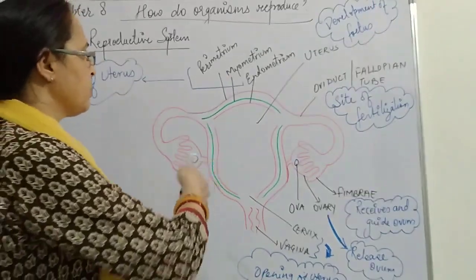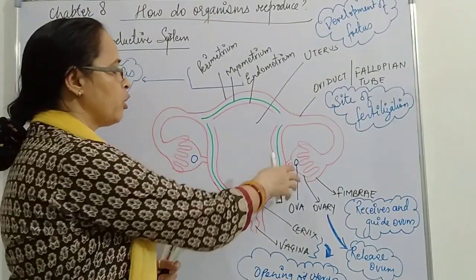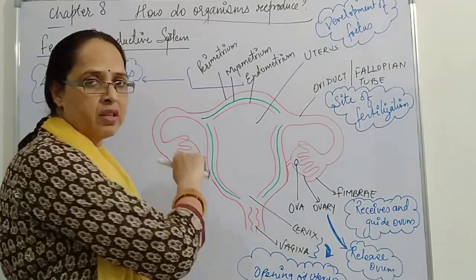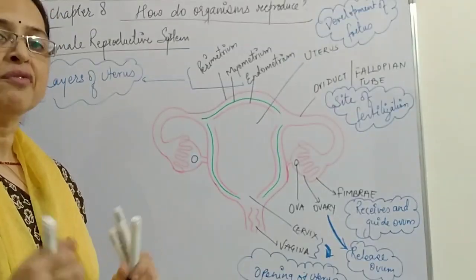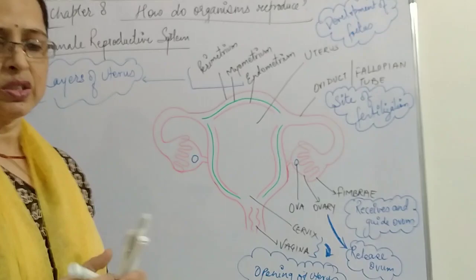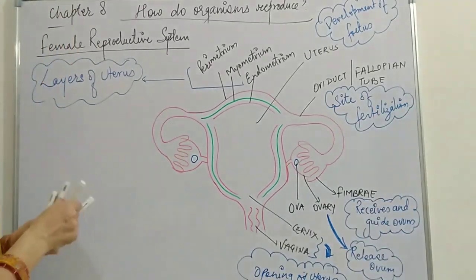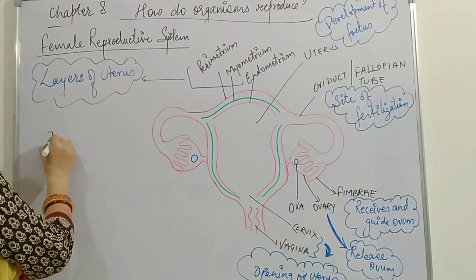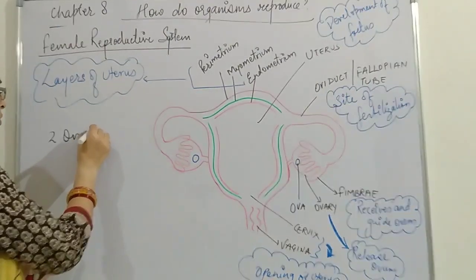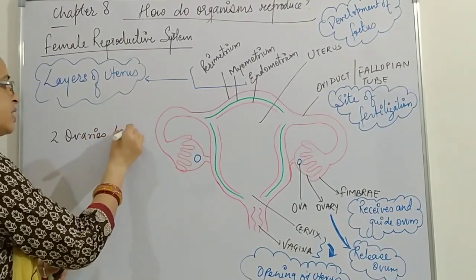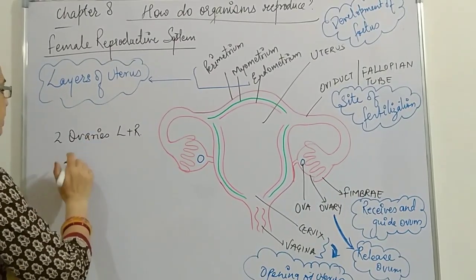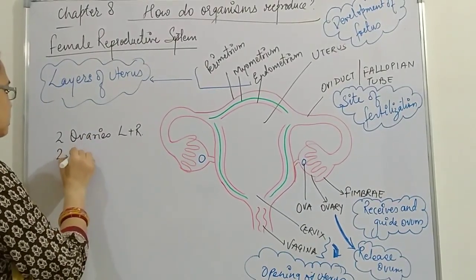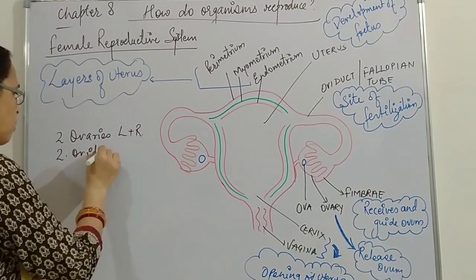See here, this female reproductive system consists of two ovaries. In the male reproductive system there are two testes. In the female reproductive system there are two ovaries. So just have a look over here. I am writing over here. There are two ovaries, one on the left side and the other on the right side. Then from these two ovaries arise two oviducts.